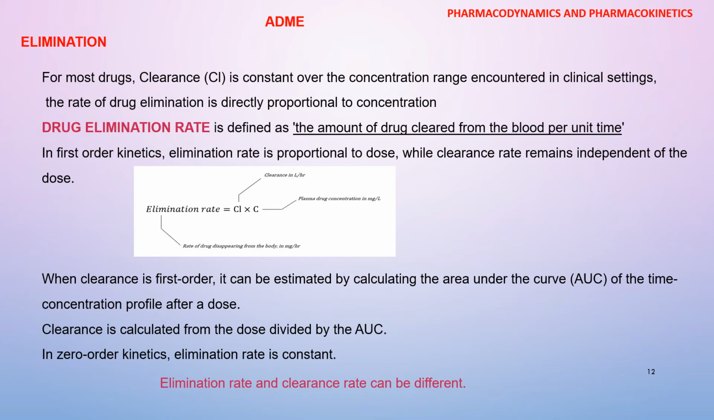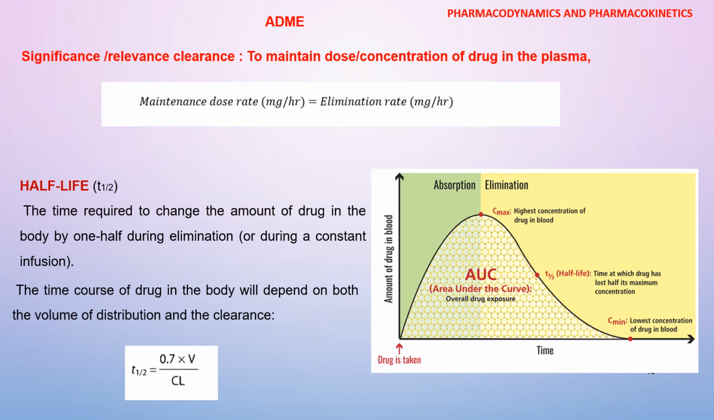Elimination rate of the drug is the amount of drug cleared from the blood per unit time. The value may differ from the clearance value in case of first order reactions. The clearance in that case can be calculated from the dose divided by the area under the curve. The significance of clearance is to calculate the dose to maintain the drug concentration in the plasma.